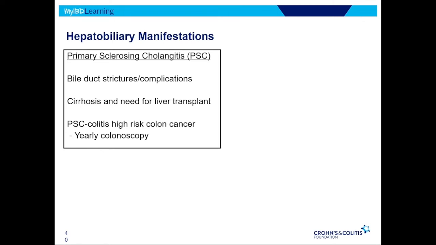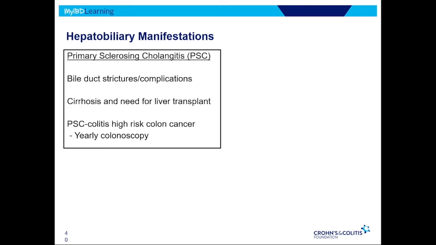This is a condition that is uncommon, but it very commonly presents with ulcerative colitis. So this is a liver condition. You get strictures of your bile ducts, which then leads to things like infections. It can progress to actual liver failure or cirrhosis, and these patients might need liver transplants.